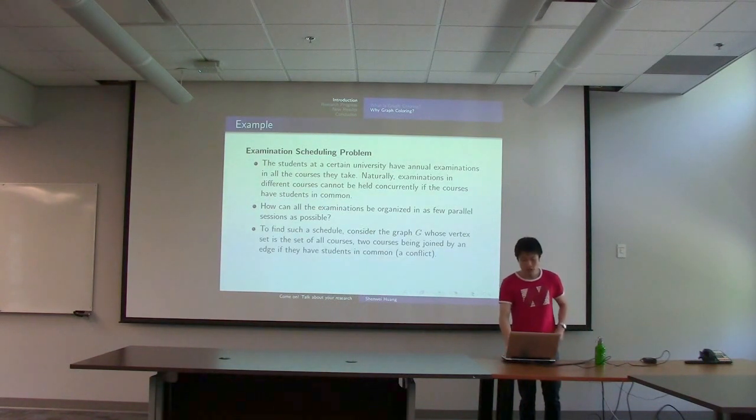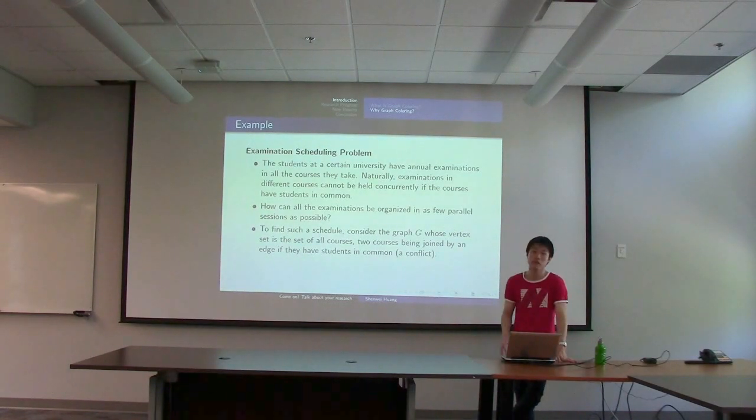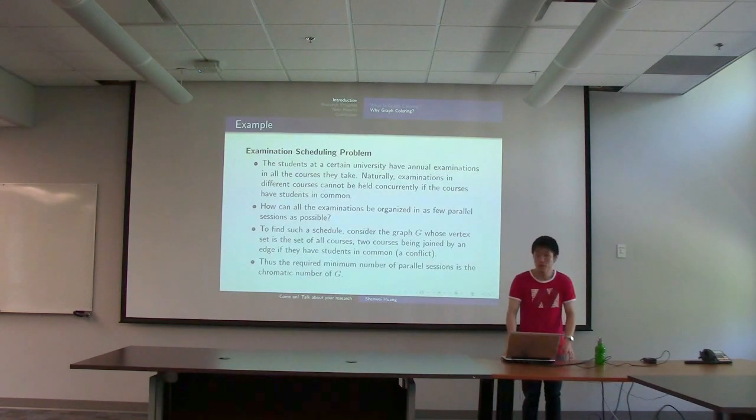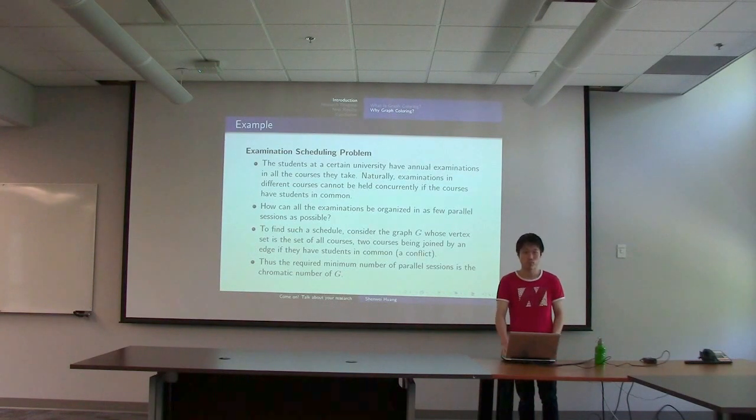To find such a schedule, consider a graph G whose vertex set is the set of all courses. For every course you introduce a vertex, and two courses are joined by an edge if they have students in common. You can think of it as a conflict. So the required minimum number of parallel sessions is the chromatic number of G.